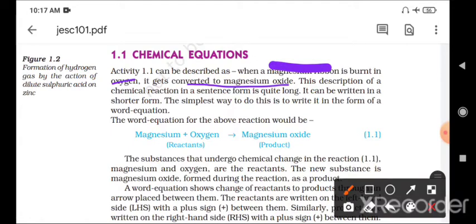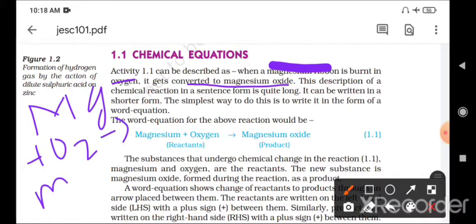We already know that Mg plus O2 gives MgO. This is the chemical reaction of magnesium burnt in oxygen. It is converted into magnesium oxide.